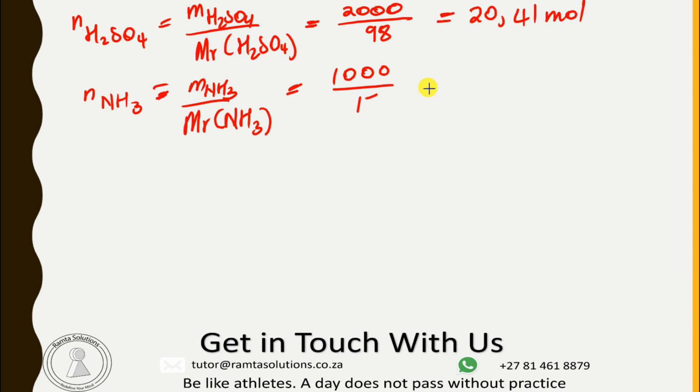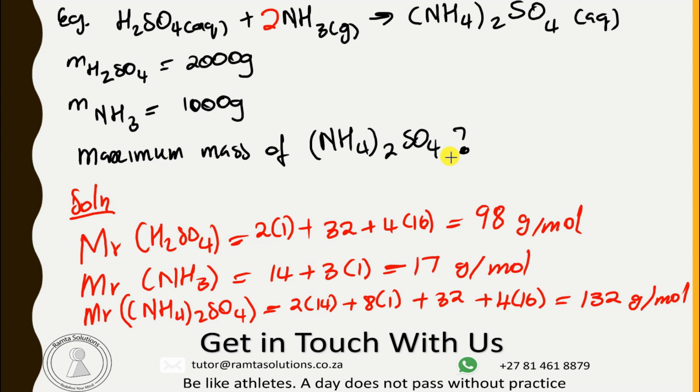It's 17. So it's 1000 divided by 17. So this is 58.82 moles. Correct? Now, I do not need to look at the number of moles of ammonium sulfate. In fact, I cannot as yet find the number of moles of ammonium sulfate.